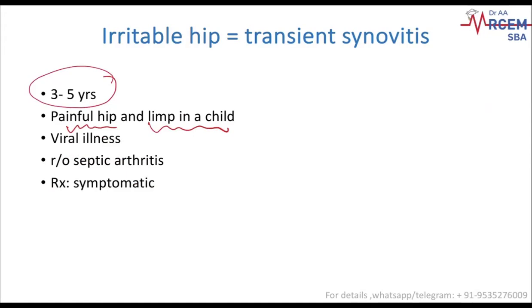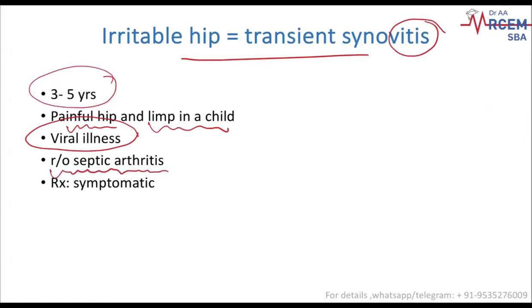When the kid is limping, you need to take a thorough history. There will be a predisposing viral illness. So it is a viral infection that the patient is having. That's why it is known as synovitis. Itis is basically an inflammation. You need to always rule out septic arthritis. How do you rule out?